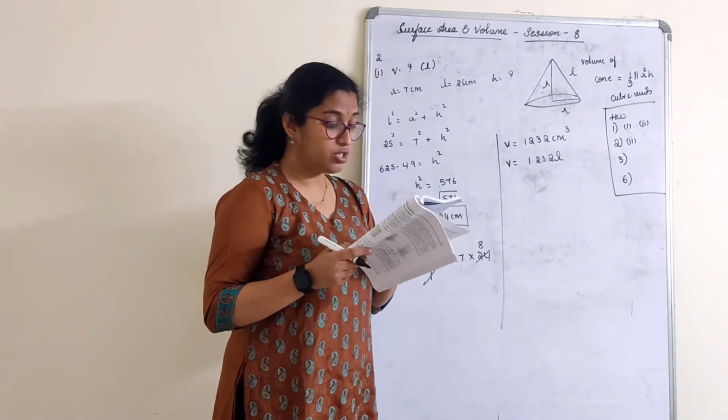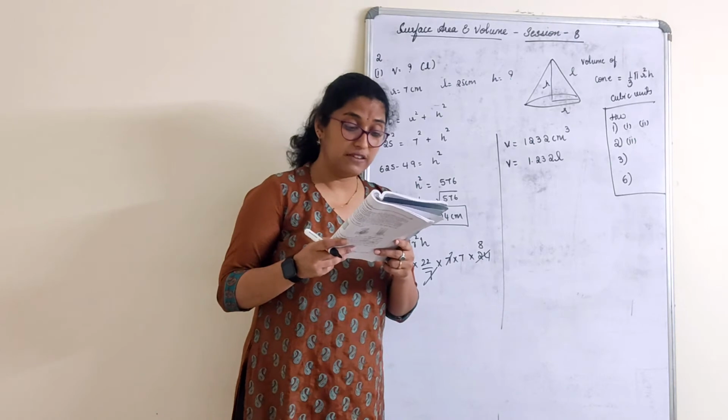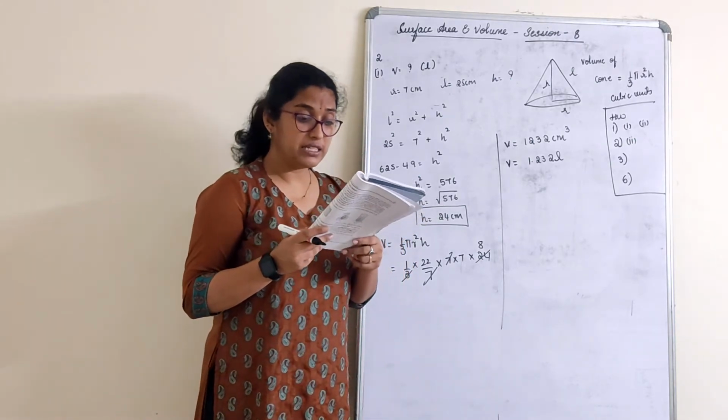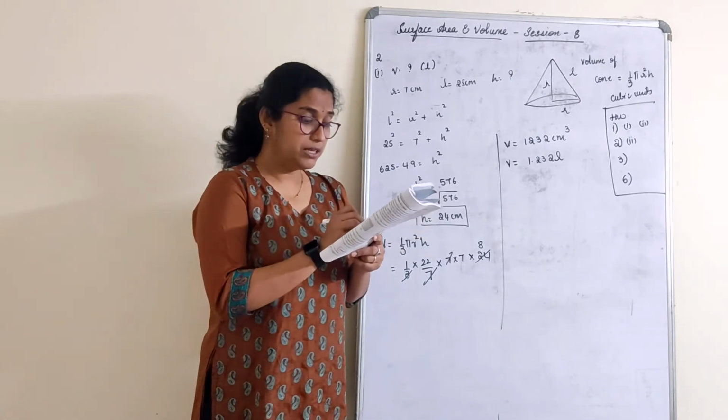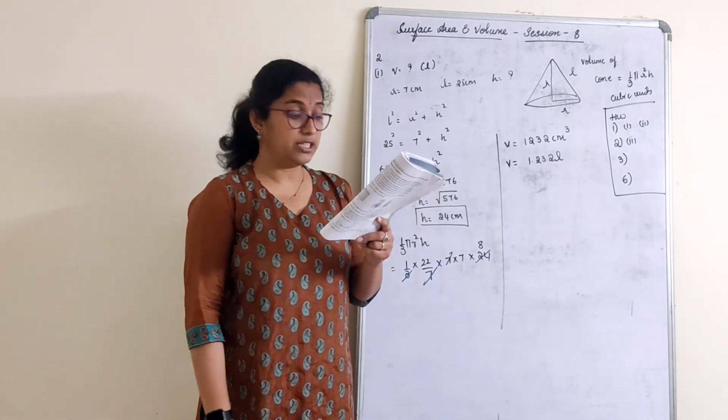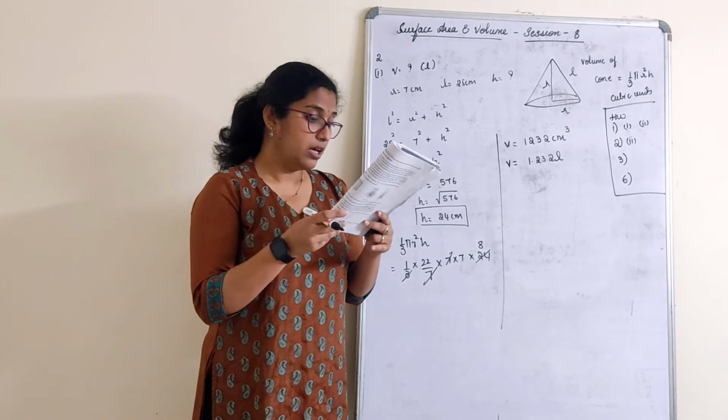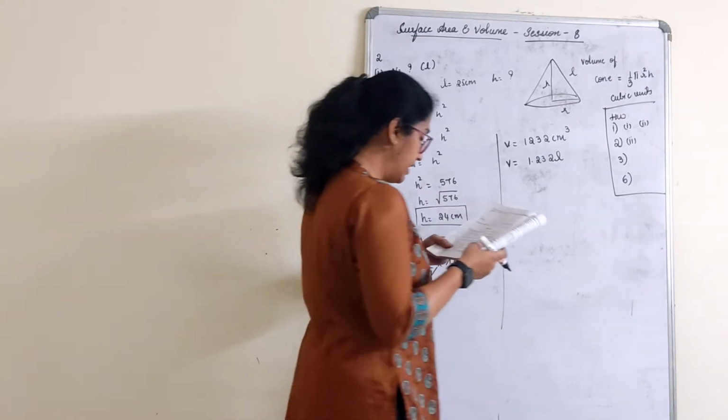Look at the third question. Height of the cone is 15. If its volume is 1570 centimeter cube, find the radius. Substitute and find it. But use pi as 3.14. The fourth one I'll do it here.